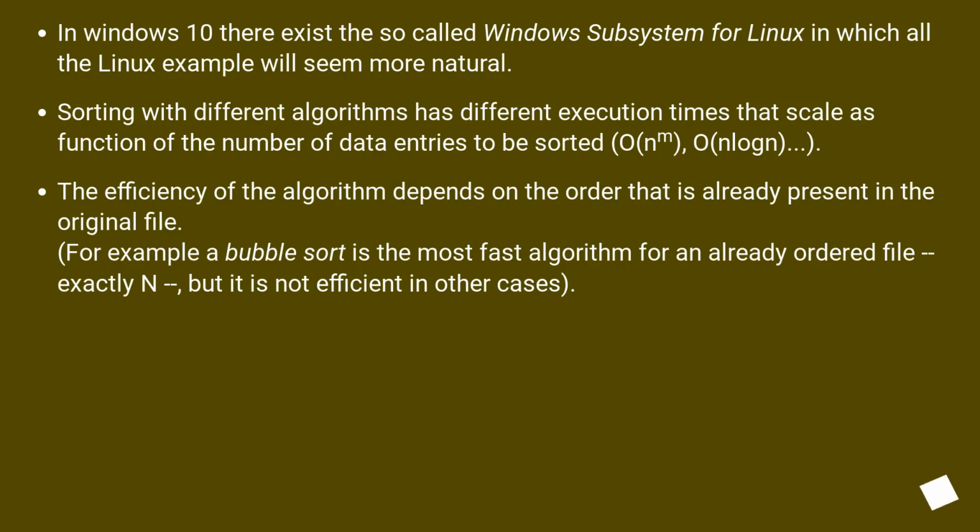Sorting with different algorithms has different execution times that scale as a function of the number of data entries to be sorted, O(n), O(n log n). The efficiency of the algorithm depends on the order that is already present in the original file. For example, a bubble sort is the fastest algorithm for an already ordered file, exactly n, but it is not efficient in other cases.